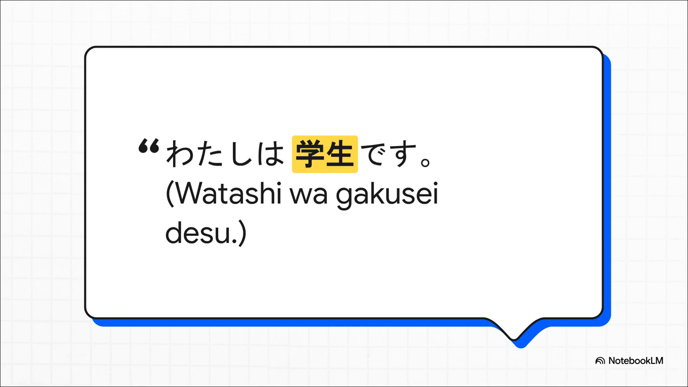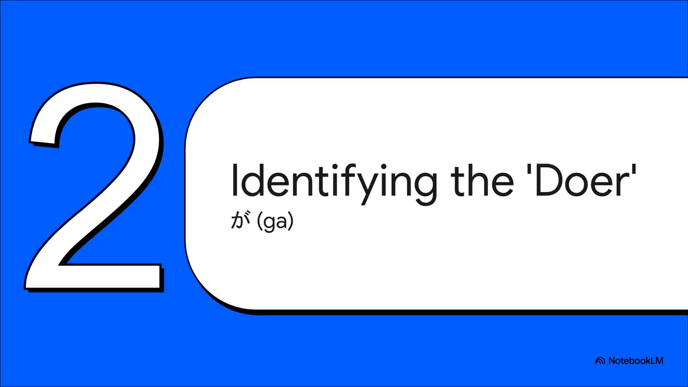Let's look at a classic example here. Watashi wa gakusei desu. Watashi means I. By adding that wa right after it, you're saying, as for me, I am a student. See? The spotlight is on me, the topic. Simple, right? All right, tool number 2 is ga.